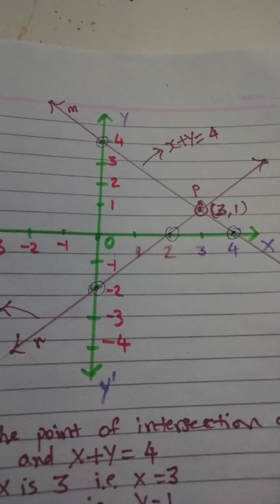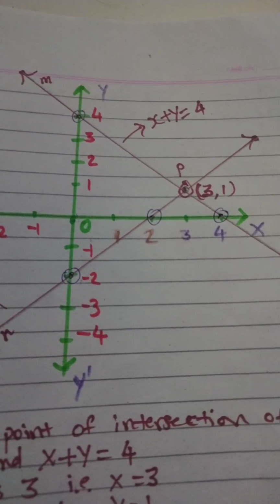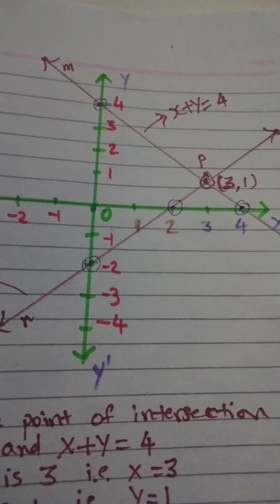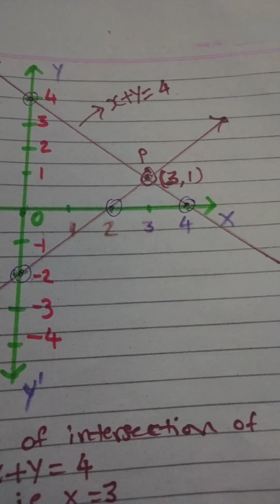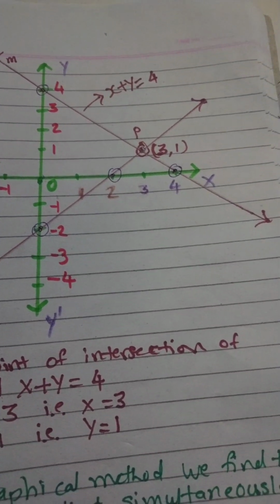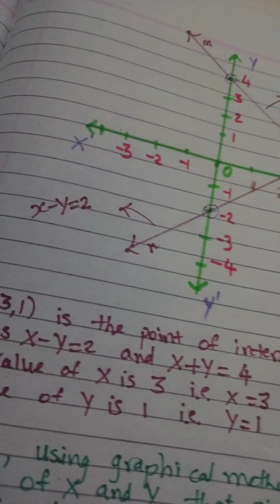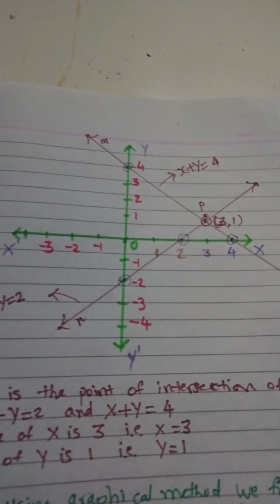That is, point P is (3, 1). That is, the value of x is 3 here and the value of y is 1 here. So this point of intersection shows the values of x and y. That is, point P shows the values of x and y. Here the line N is x plus y is equal to 4 and line M is x minus y is equal to 2. So both these two lines intersect at point P.